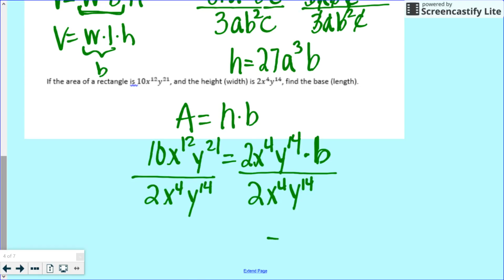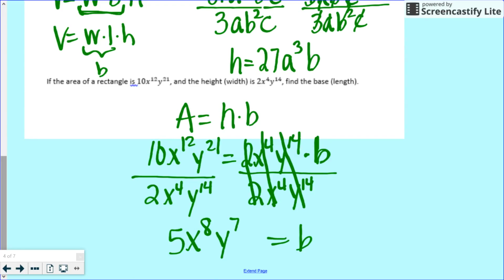All right, so for our base, I'm going to leave it over on this side, in case that's tripping you up. So again, 2 over 2 is 1, x to the 4th over x to the 4th is 1, y to the 14th over y to the 14th is 1. Those all cancel out, and all we're left with is b, which is what we're looking for. On our other side, we got 10 divided by 2, that's 5. When we divide our like bases, we're going to subtract our exponents. So x to the 12th minus 4 would be x to the 8th. y to the 21st divided by y to the 14th is y to the 7th. 21 minus 14 is 7.